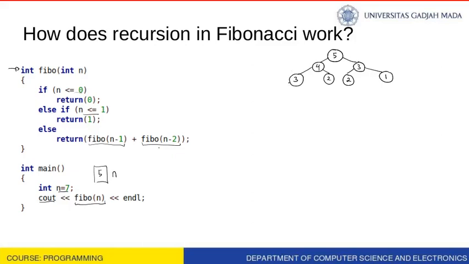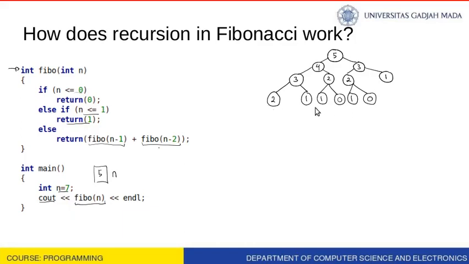Okay, and then this Fibo 3 will have two child or two function calls, which are Fibo 2 and Fibo 1. This one is Fibo 1 and Fibo 0. This one is Fibo 1 and Fibo 0. This Fibo 1 has already returned a value, so it doesn't have any child. So this is 1.